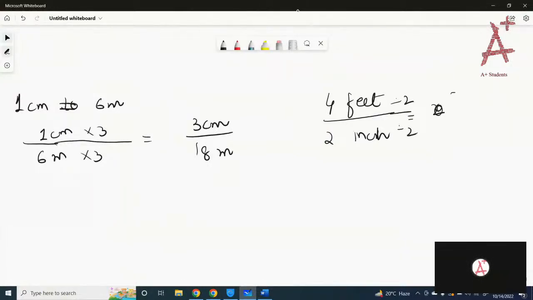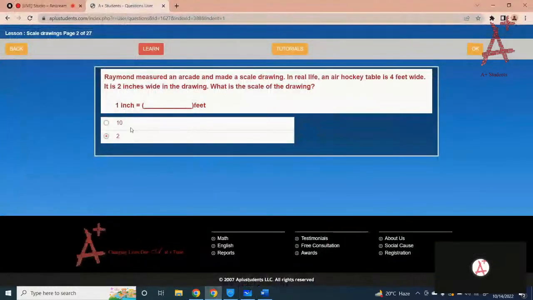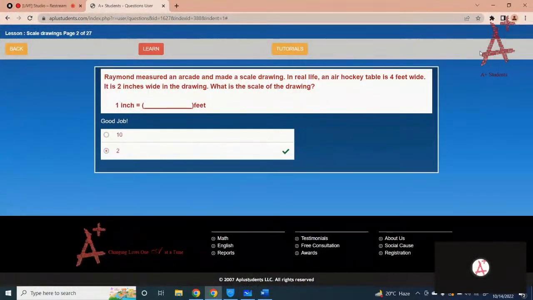Then it would be 2 times 2 is 4 and 2 times 1 is 2. That means 1 inch equals 2 feet. Got it? So 1 inch equals 2 feet. Very good, kids. It is 2 feet. So select the correct option and click on the OK button.